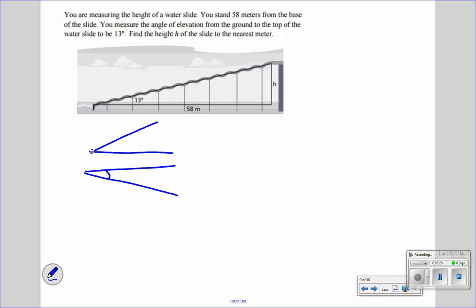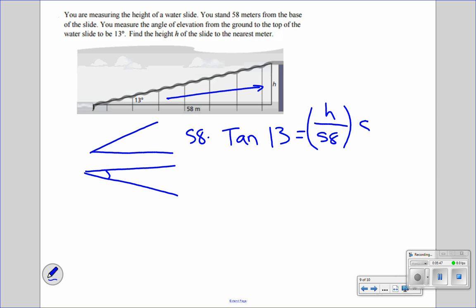So there's an angle of elevation of 13 degrees, so it asks us to find the height of the slide. So we can simply do the tangent of 13 degrees equals our opposite, h over 58. We can multiply both sides by 58. 58 times the tangent of 13 is roughly 13.4 meters.